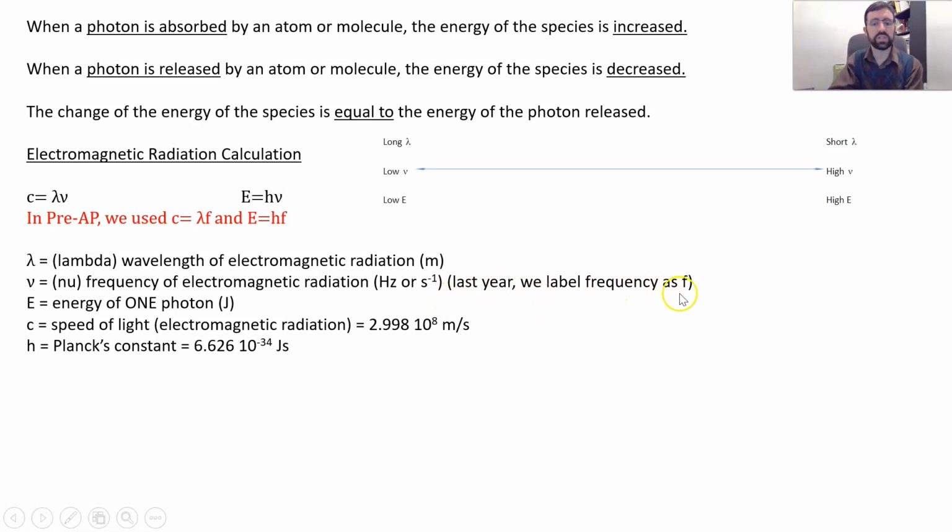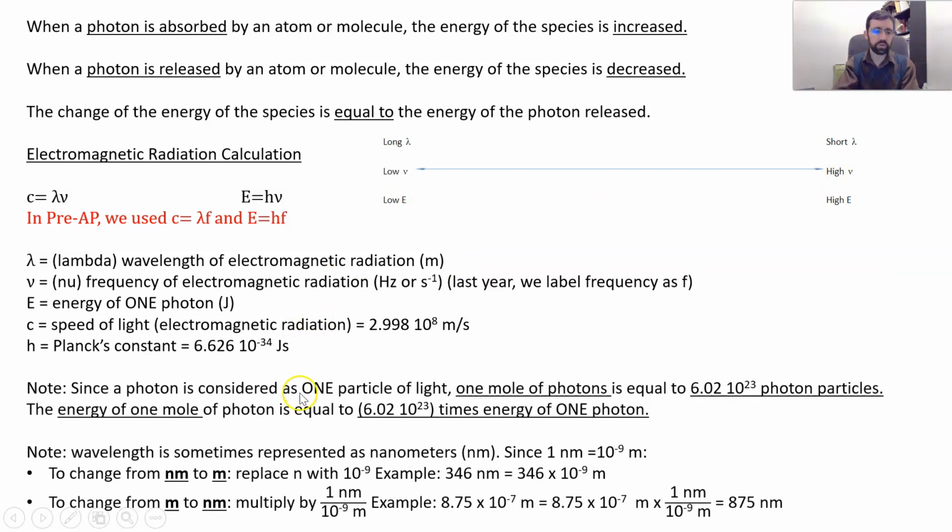Now, last year we used the letter f to represent frequency to make it a little bit easier because you weren't used to that. In college level classes, in AP chemistry, and in physics, you'll see it represented by the Greek letter nu. So be aware of that. And then, of course, the energy is h times frequency, which we use the letter nu. If we have a long wavelength, it's a low frequency and low energy, just like we talked about last class. Short wavelength leads to high energy and high frequency also.